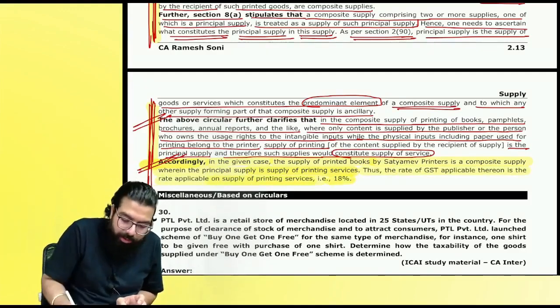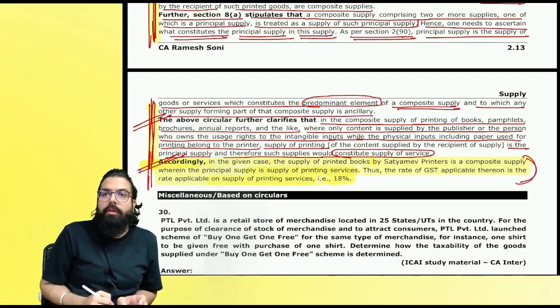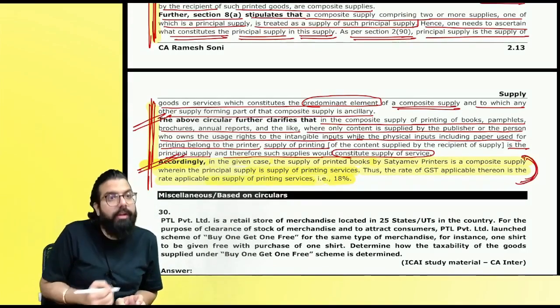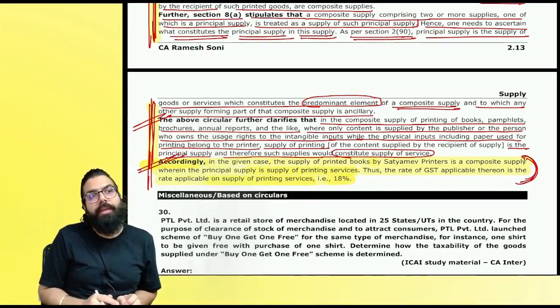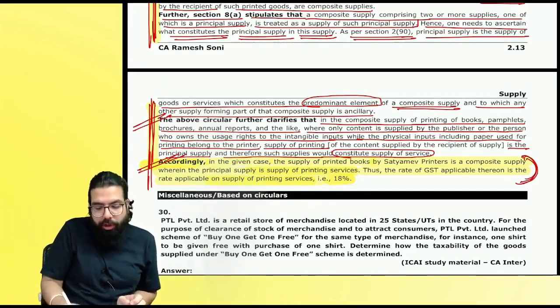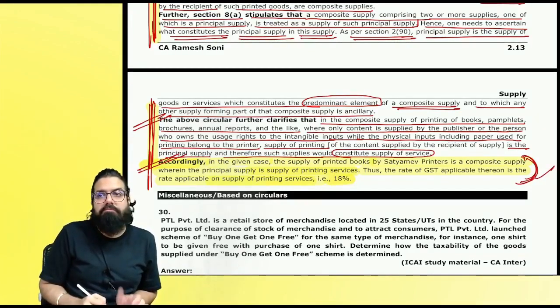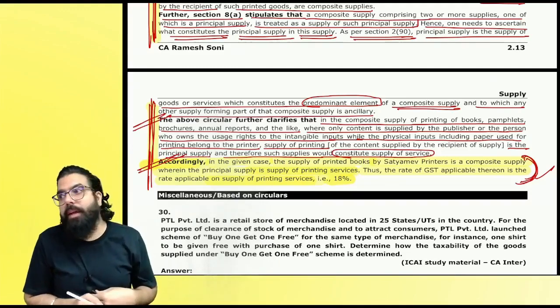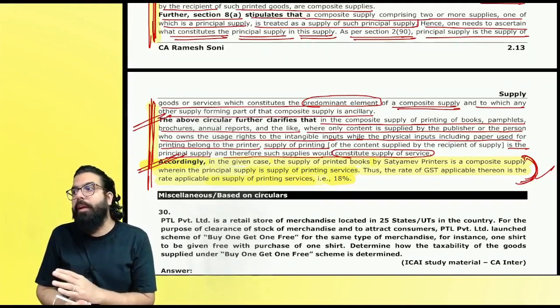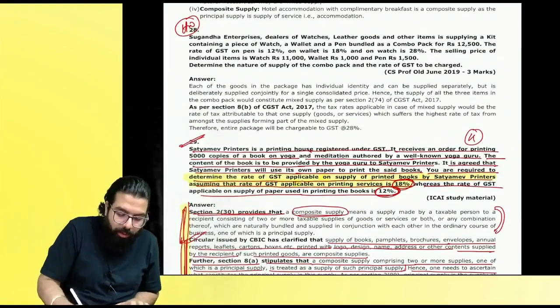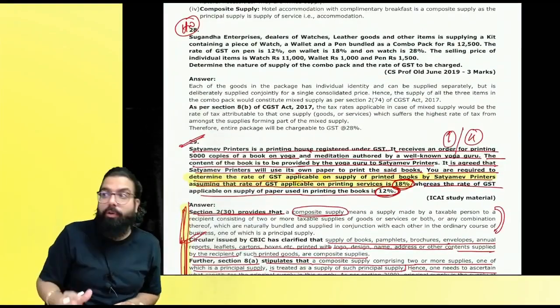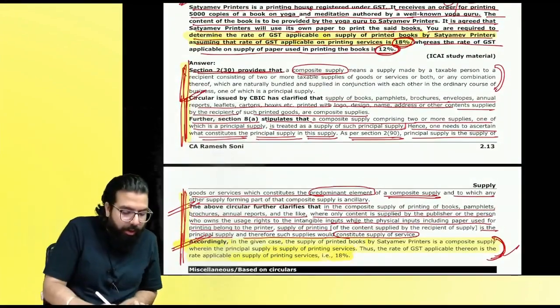You know, students write only this much: sir, here printing is principal and that is the predominant supply, and hence the rate of GST will be 18%. Do you think you will get marks? You come home and say, sir, I've written correctly, still you will fail. Why? Because out of 4 marks, you are given only 1 mark even when you have written correctly. Why? Sir, you did not write the law.